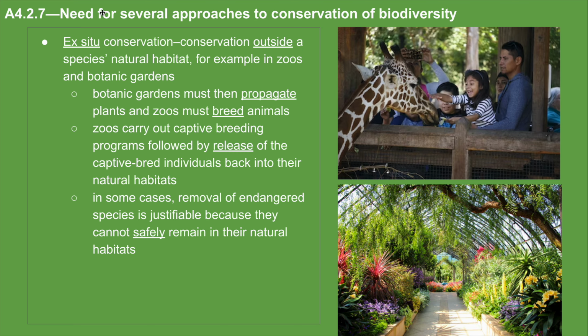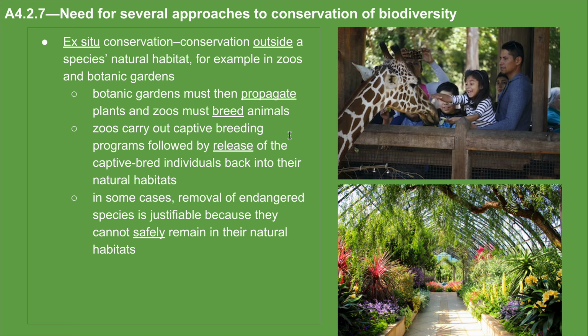All right, now I mentioned earlier, in situ conservation may not be possible. And when it's not, we may need to rely on ex situ conservation. So this is outside of the animal's natural situation or habitat. Conservation outside a species' natural habitat could be in zoos, or botanic gardens for plants. Botanic gardens must then propagate plants, zoos must breed animals. Zoos carry out captive breeding programs that are followed by the release of captive bred individuals back into their natural habitats, if their natural habitats are not degraded so far that they can no longer live there.